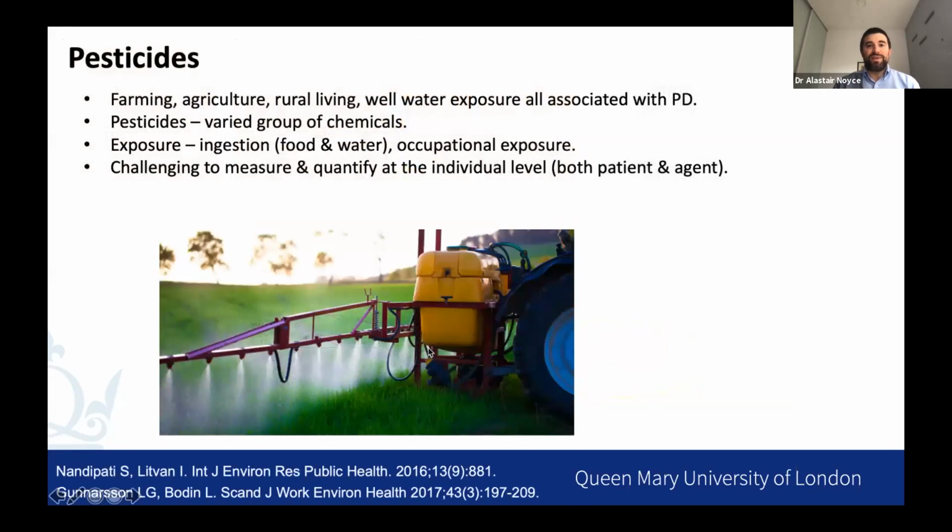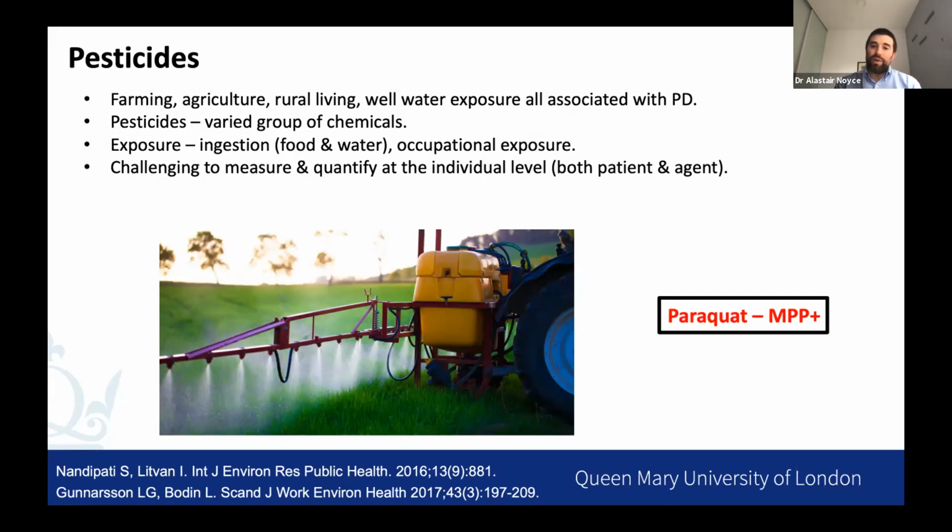If we switch gears and think about now, instead of case studies and case series, very large population-based studies, we know that farming, agricultural occupations, rural living, well water drinking are all associated with PD in very large studies. But pesticides are a varied group of chemicals. Measuring exposure to them is challenging, but exposure could occur through ingestion, either food or water, or occupational exposure.